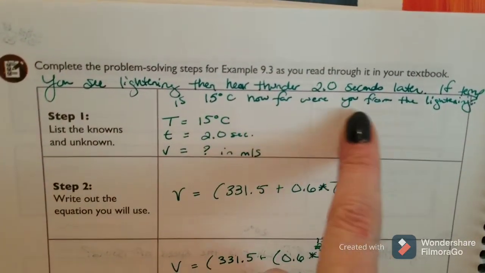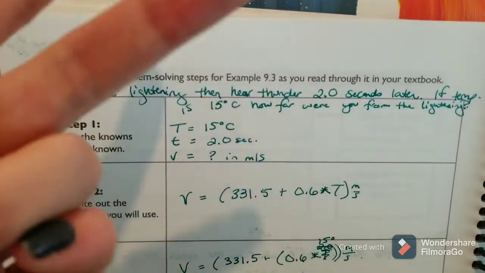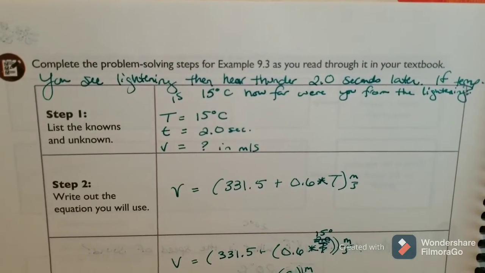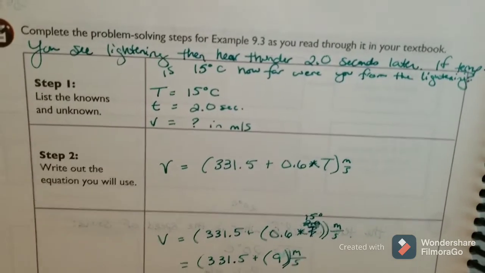How far were you from the lightning? See, when I was a kid, we just counted 1 Mississippi, 2 Mississippi, 3 Mississippi after we saw the lightning, and we'd say it's that many miles away. If it was 7 seconds, it was 7 miles away. Well, this is much more accurate.